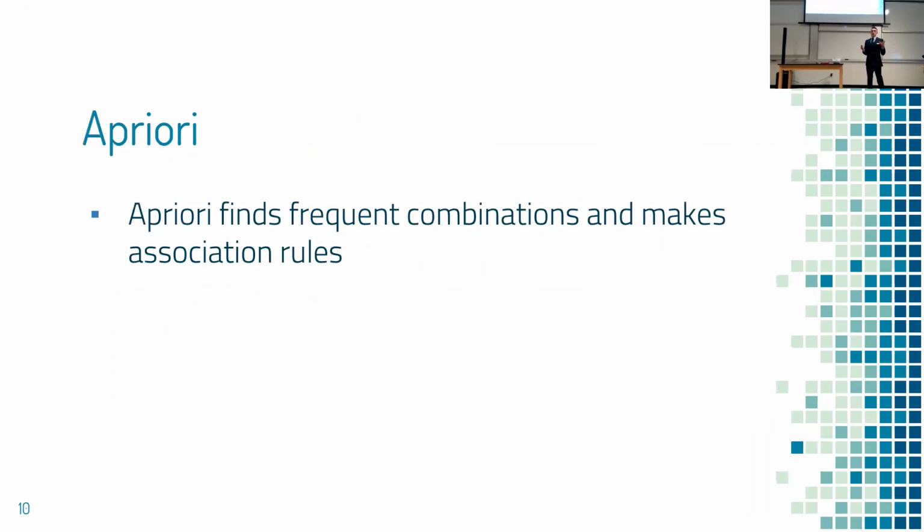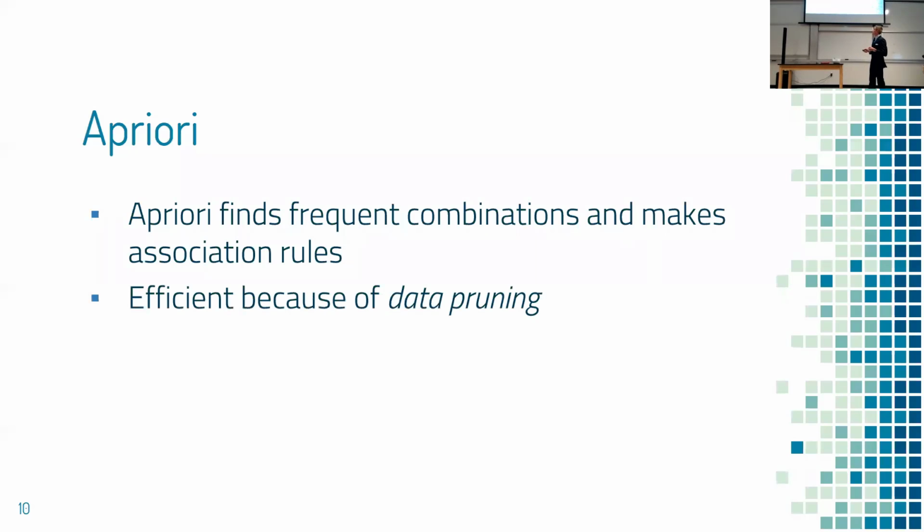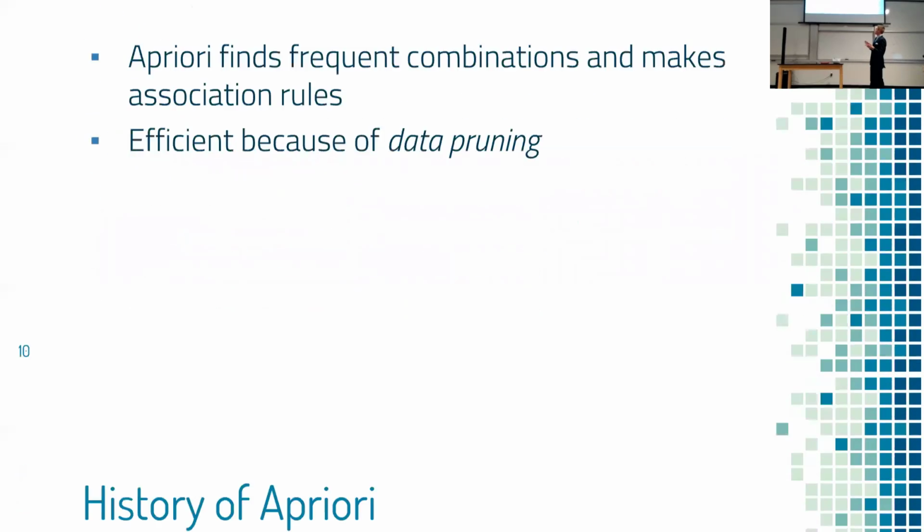Apriori uses frequent items to find frequent combinations. So basically, if you have an item that appears frequently, it is likely to appear frequently in combination. And this method is efficient because of what is called data pruning, which I will explain in a little bit.